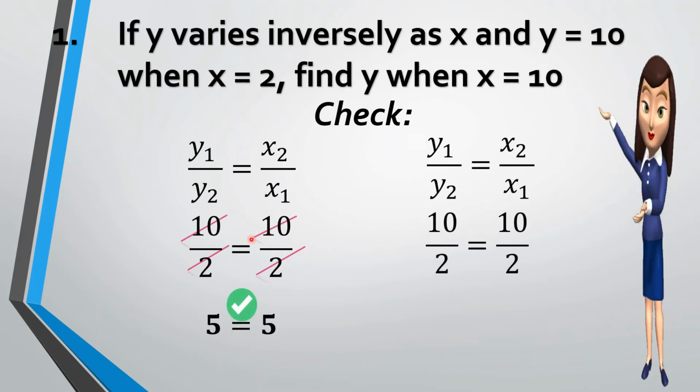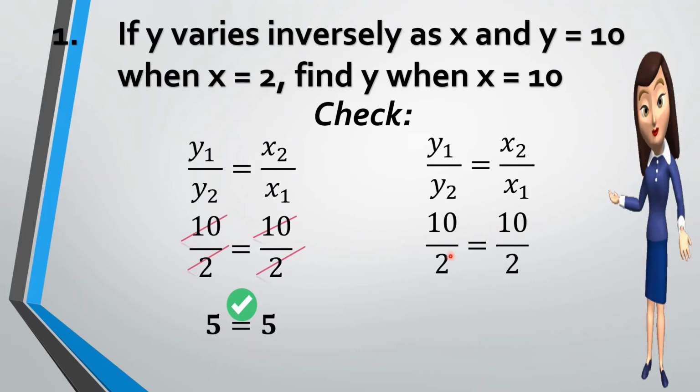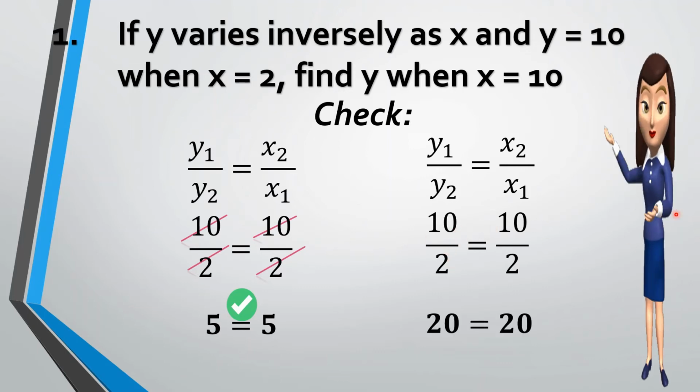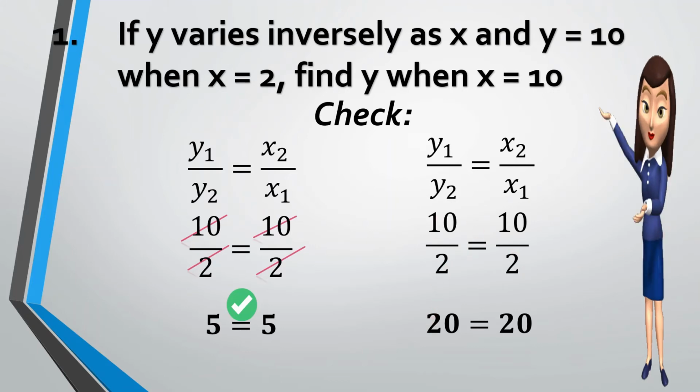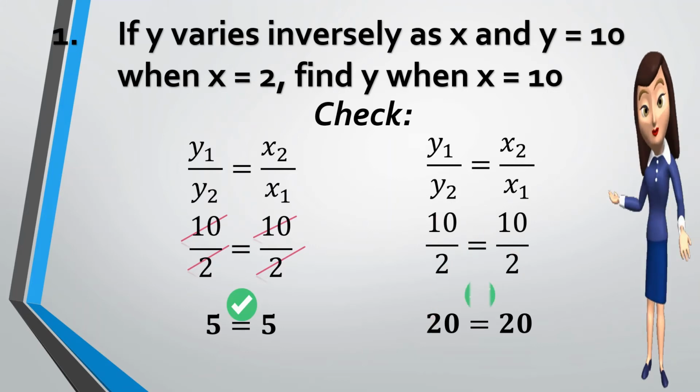Or the other one, cross product. The same given, 10 over 2 and 10 over 2. When we cross product, 2 times 10 is 20. Then, 10 times 2 is 20 also. So, they are correct. Meaning, our answer of 2 is correct.